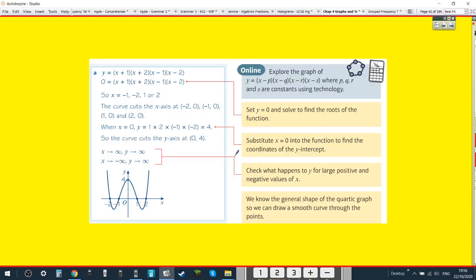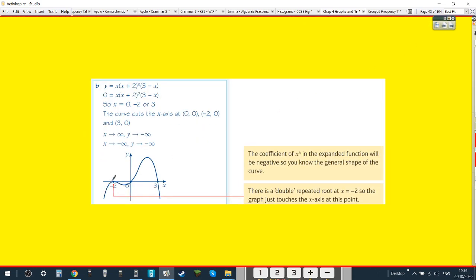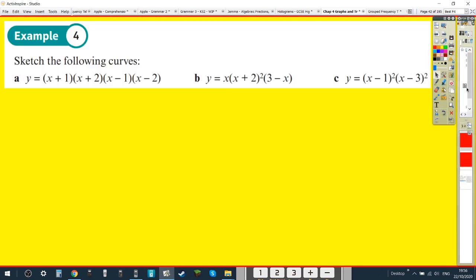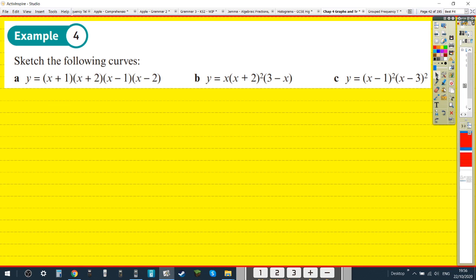Let's take a look. So that was our first one. And there we go. So it bounces on minus 2, comes down, goes up. And let's try C. I always do all the example ones, because it's never the same thing twice.